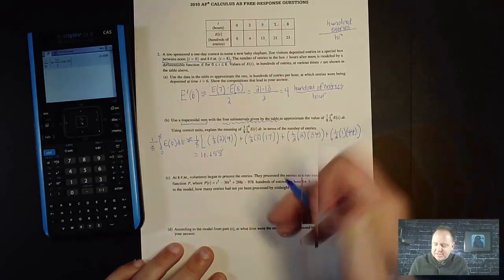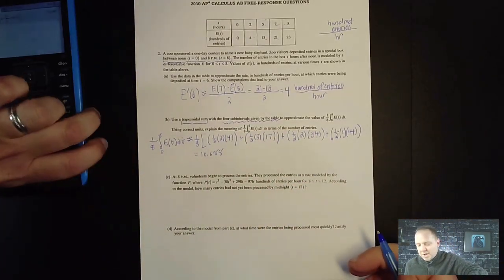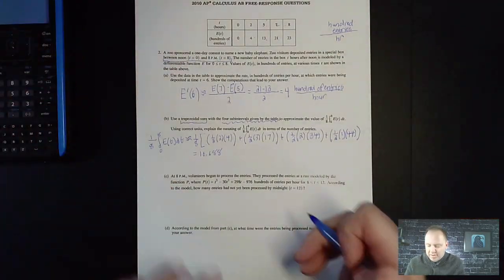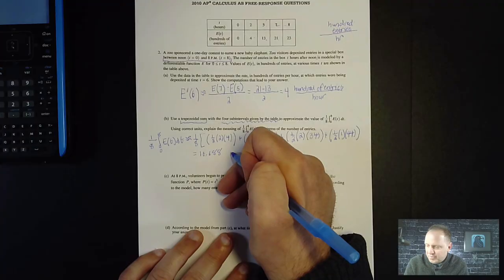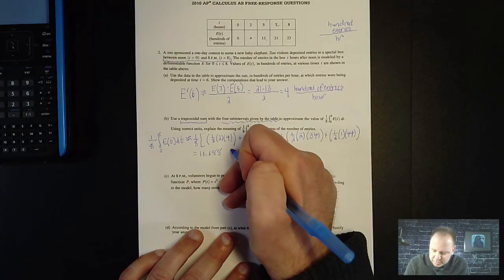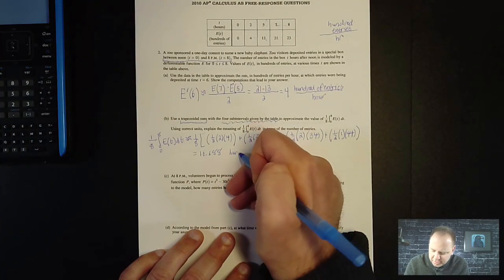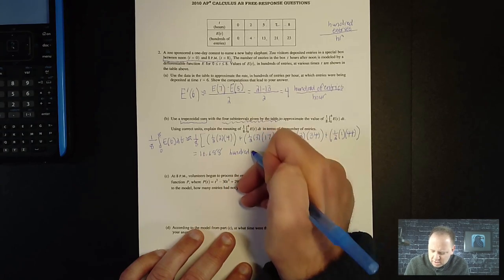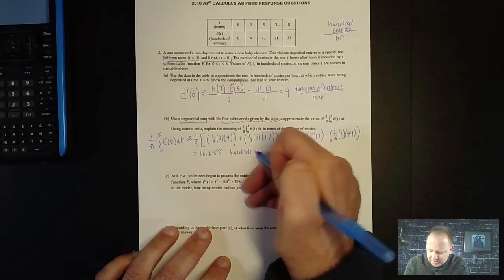10.688. And remember, this is just going to go back to hundreds of units. Integrate, come back, divide by the. So we should be good. Don't overthink this one. So this would be hundreds of entries.